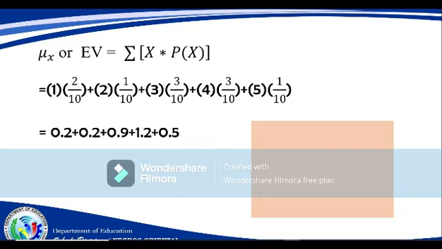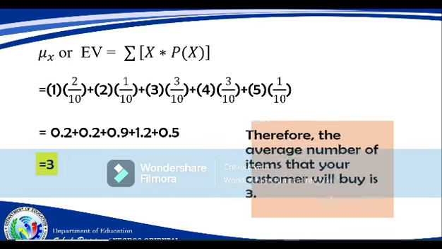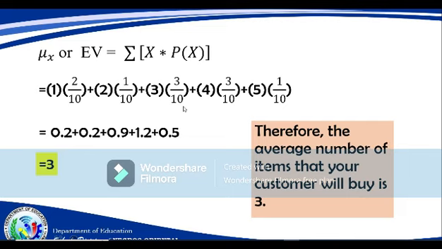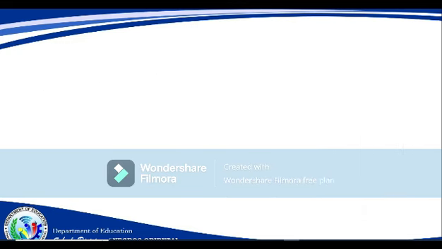Okay. Then we're going to add. The answer is 3. So what would be the interpretation? You will say, therefore, the average number of items that your customer will buy is 3. Okay, as simple as that. I hope that you were able to follow from the start. Okay, let's continue. Let's proceed to another example.